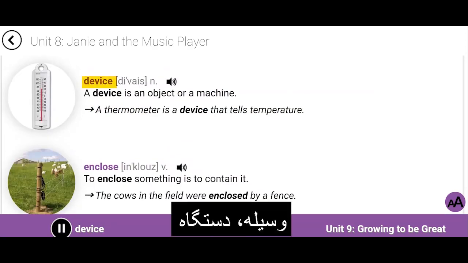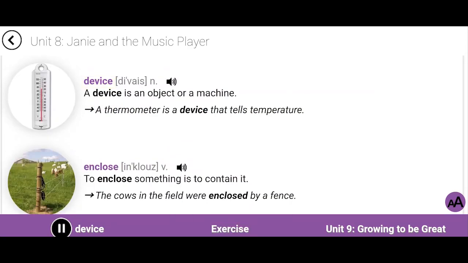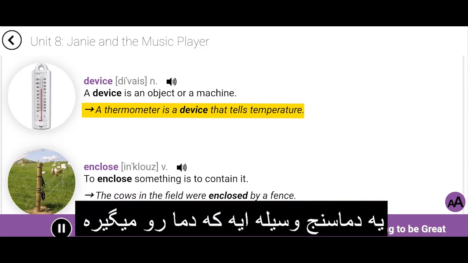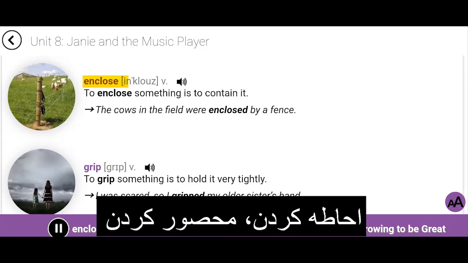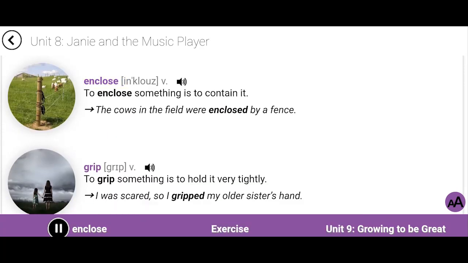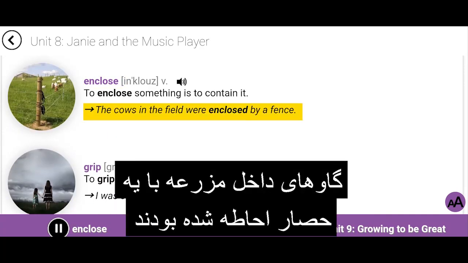Device. A device is an object or a machine. A thermometer is a device that tells temperature. Enclose. To enclose something is to contain it. The cows in the field were enclosed by a fence.